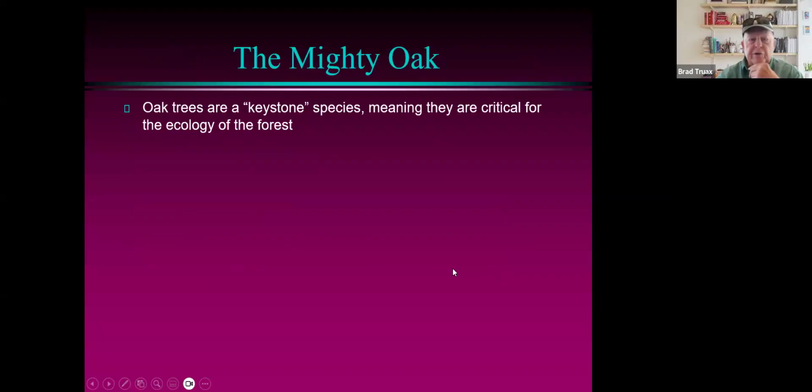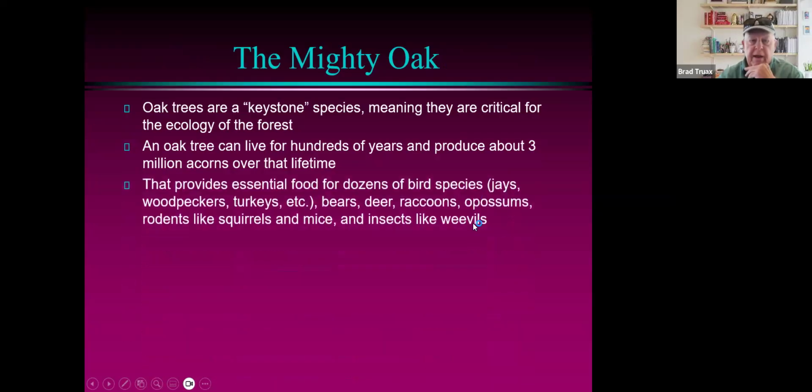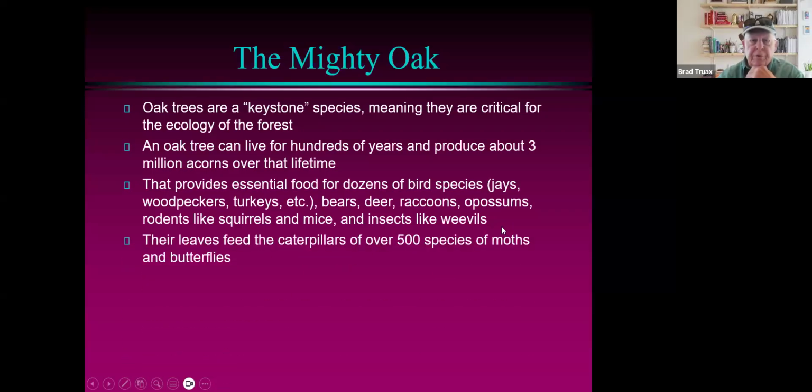Well, the oak certainly is a keystone species. And that means that they're critical for the ecology of the forest. An oak tree can live for hundreds of years and produce about 3 million acorns over that lifetime. And that provides essential food for dozens of bird species like jays, woodpeckers, turkeys, also for deer, raccoons, possums, rodents like squirrels and mice, and even insects like weevils.